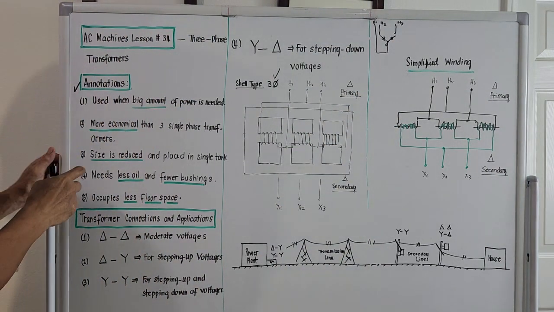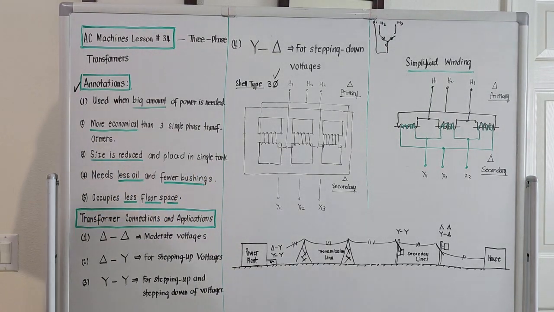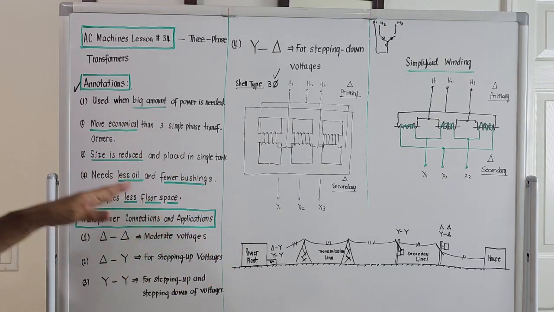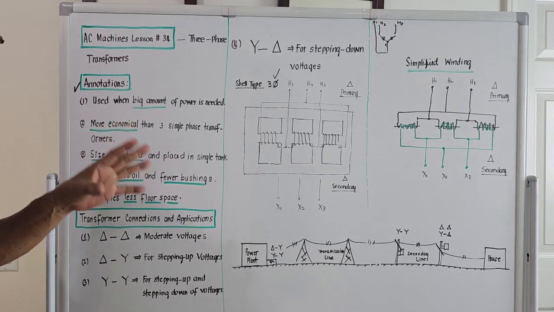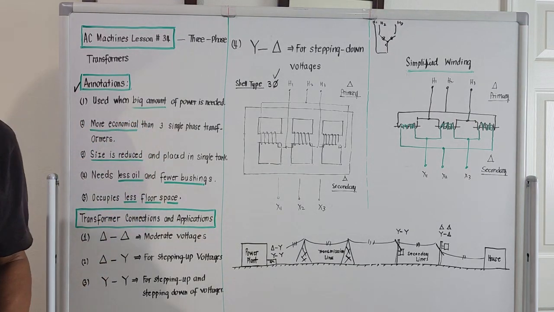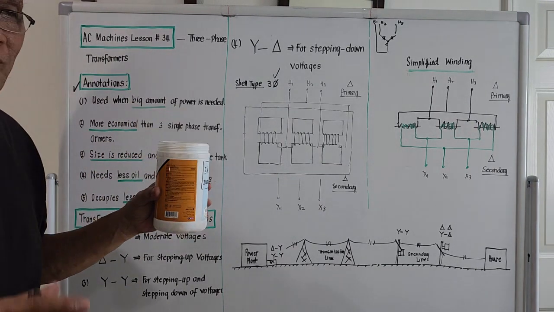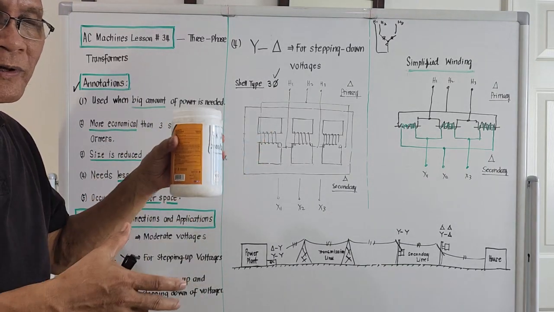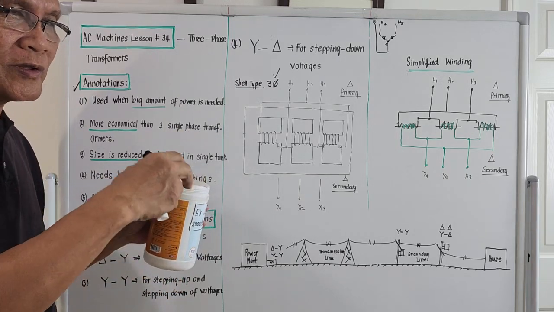Number three, size is reduced and placed in a single tank. So, to produce a three-phase, we just need one single tank, but of course it will be bigger, right? So, the size is reduced. If you try to use three single-phase, you will be needing three tanks, right? Three like this. But if you build a bigger one, of course a bigger tank, but the size will be smaller overall, and material-wise, you will be saving more on the material.